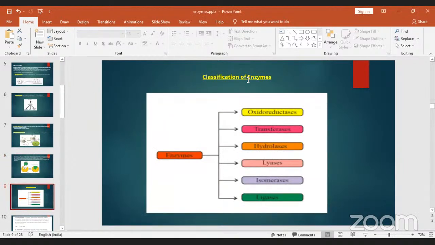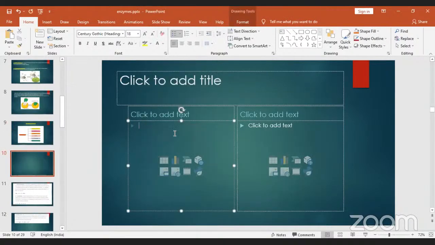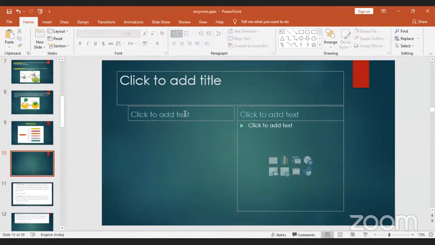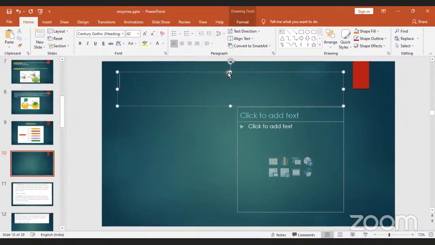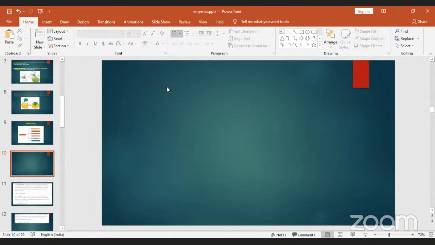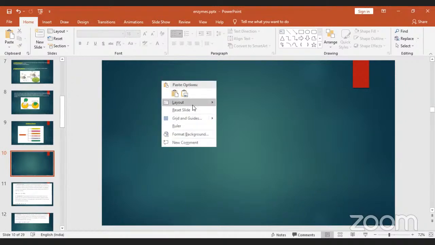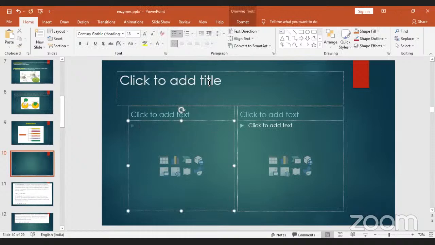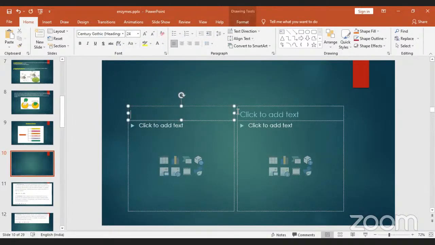Next, classification of enzymes. These enzymes are classified into different types. Before going to classification, one of the most important topics is the naming of enzymes. How to name the enzymes.